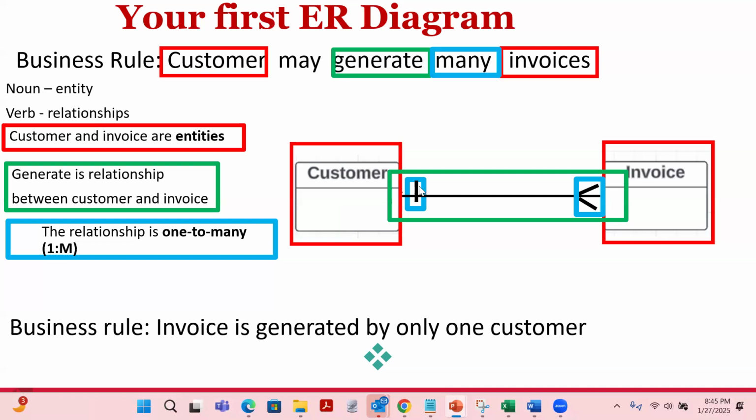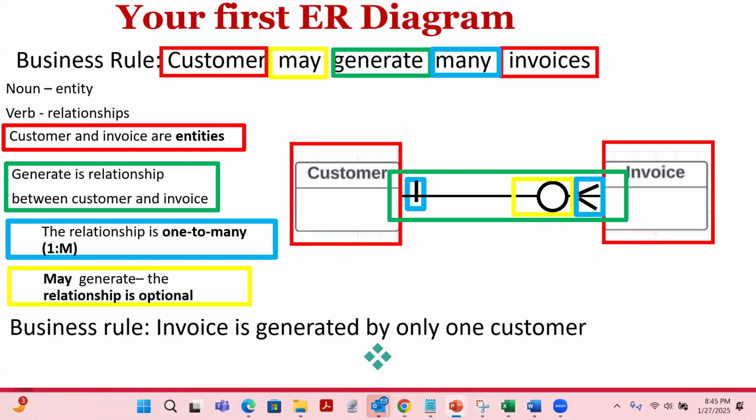And one is represented by vertical lines. So invoice must be generated by a customer. Okay, so we're almost done, but we still have this word may. May means the relationship is optional. So customer can generate invoices, but he or she doesn't have to. So customer can have zero to many invoices. This empty circle represents an optional relationship. Okay.